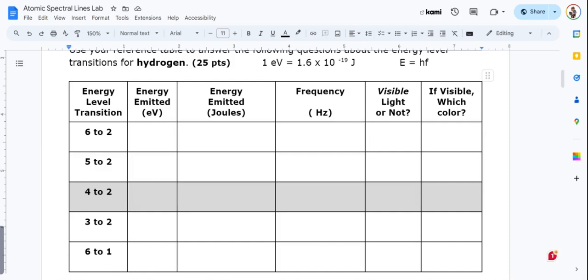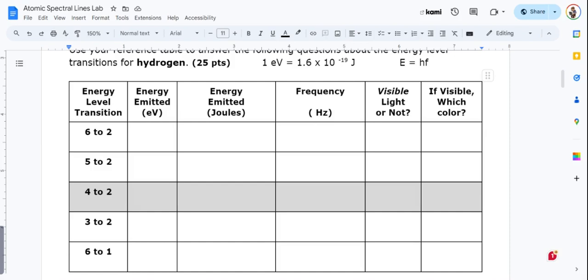Now, how do we get the frequency? We have the energy. Now we need the frequency. What equation will do that for us? Tell us, Paige. What's that equation? E equals hf. I knew you'd know it. So the energy is 4.08 times 10 to the negative 19 joules equals h.